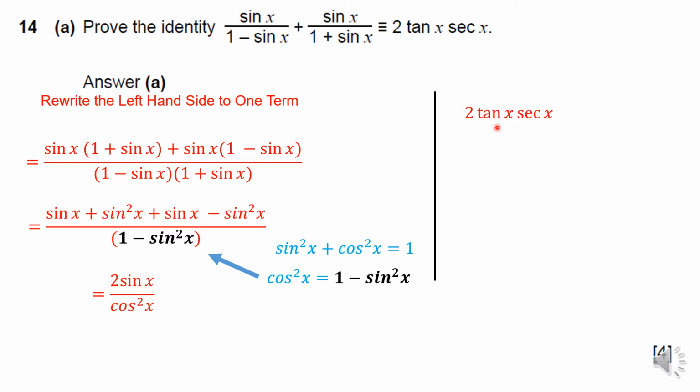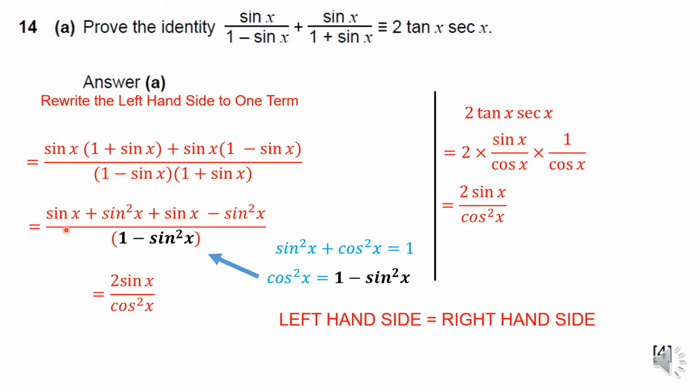So you have got 2 tan x and sec x, so you have to change tan x in terms of sine over cos, and this is 1 over cos as an inverse. So that's what I did there. So simply multiply numerator of numerator and denominator of denominator. So you see that I have arrived exactly at the same place where I arrived on the left hand side. So therefore I have proven the identity.